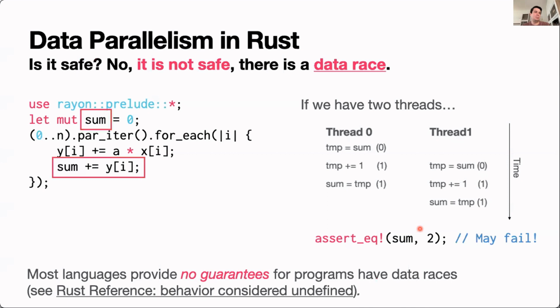Most programming languages don't want to regress optimizations that they do for sequential programs. So instead of trying to somehow define the language in such a way that this just works, what they define is that these programs are invalid. You're not allowed to write them. This type of bug is called a data race, and it's one of the behaviors that are considered undefined in Rust.